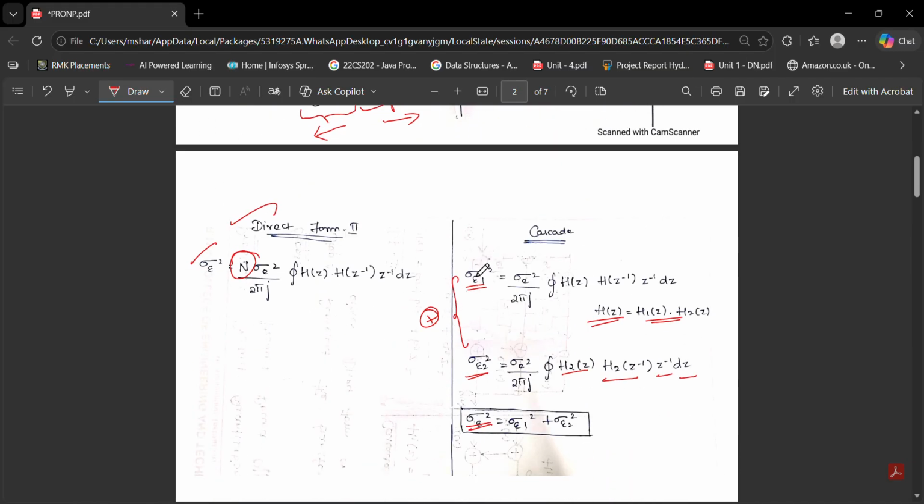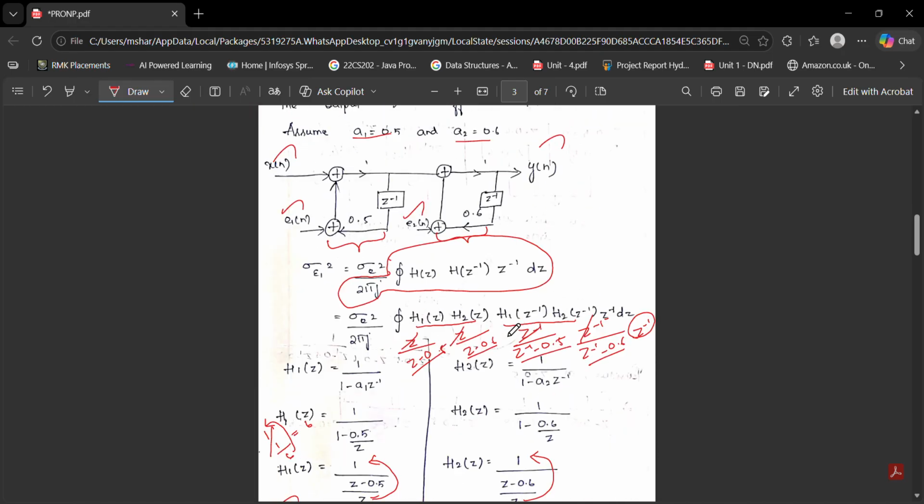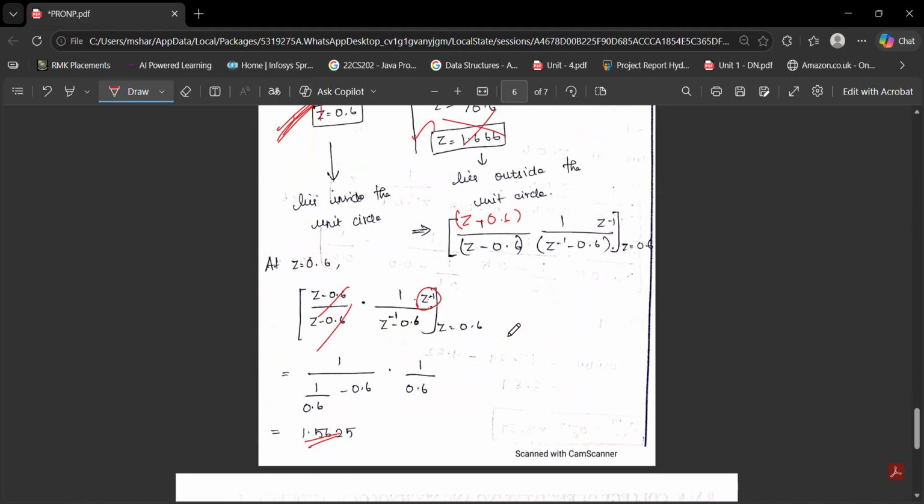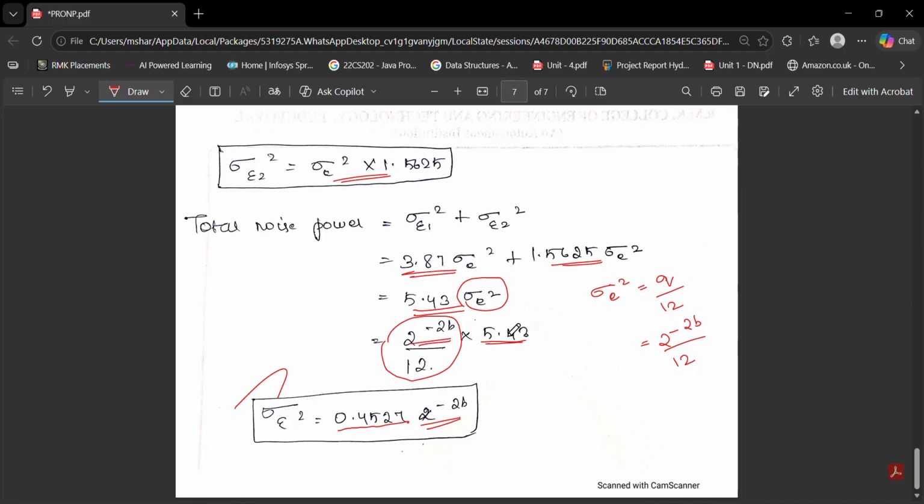So for the cascade, what you will have to do is calculate sigma epsilon 1 square and sigma epsilon 2 square, and add both. This is all about the product quantization error.